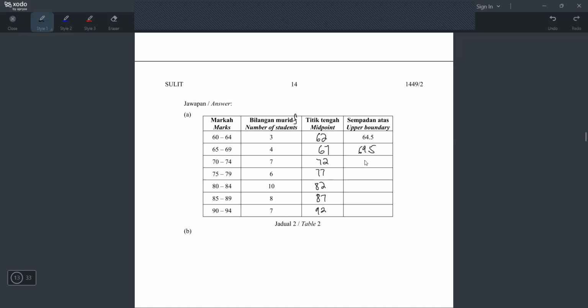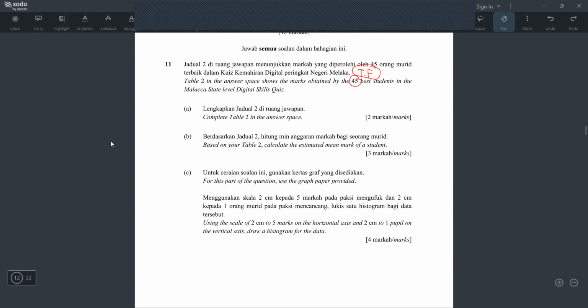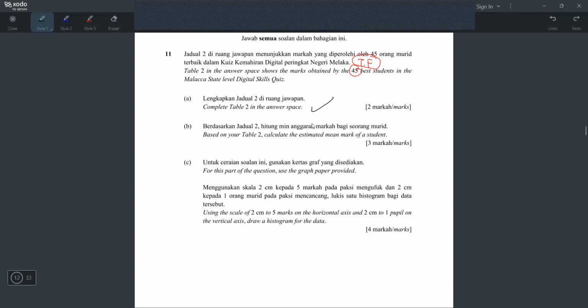Alright. Okay, let's do faster. Next one. Upper boundary. Who plus who? 74 plus 75 divide 2. 74.5. Next one. 79 plus 80 divide 2. 79.5. 84 plus 85 divide 2. 84.5. 89 plus 90 divide 2. 89.5. 94. Next number will be 95. Plus, divide 2 is 94.5. Okay, this is how we find upper boundary. Okay, next is what they want. Already got 2 marks. Okay, complete table is done.